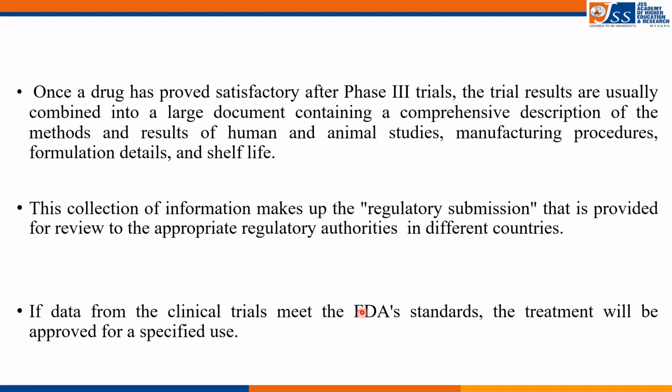Once the drug has been approved or proven satisfactory after the conduct of phase 3 trials, usually the information we have got till date will be compiled as a dossier, and this will be a part of your regulatory submission. So this document will contain the methods and results of the human studies, animal studies, how the drug is manufactured, how it is formulated, and even the shelf life, and thereby you'll be doing the stability studies of the drug.